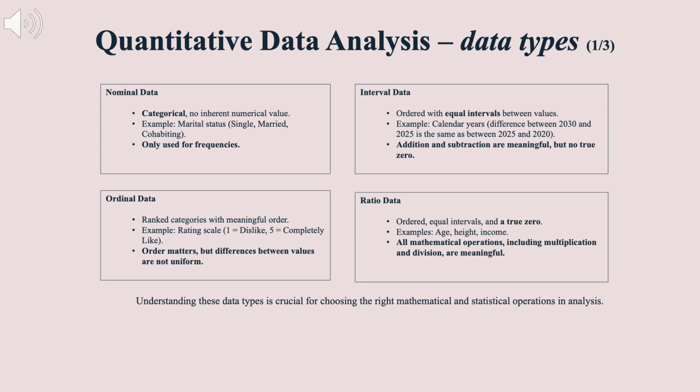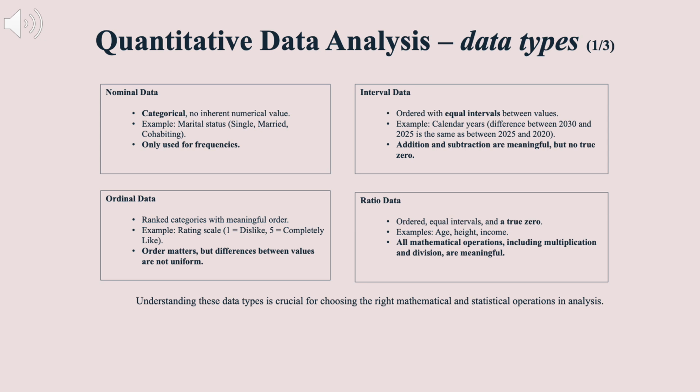Interval data share the ordered nature of ordinal data but have equal intervals between values, making addition and subtraction meaningful. A common example is calendar year. The difference between 2030 and 2025 is the same as the difference between 2025 and 2020. However, interval data lack a true zero, meaning multiplication and division are not meaningful.